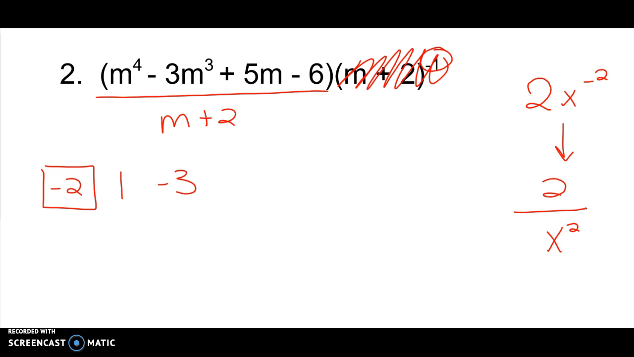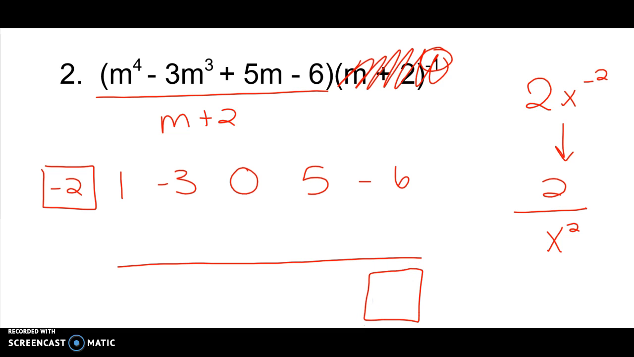Negative 6. Wait, what? We're just naming the coefficients. Oh, 0. Oh, snap. What are we missing? That's a square. We're missing an m squared. Just like long division, you have to put a placeholder. So 0 m squared, and then 5m, minus 6. Now leave a space, put a line, and then put another box down here.